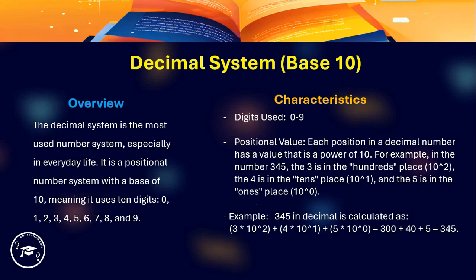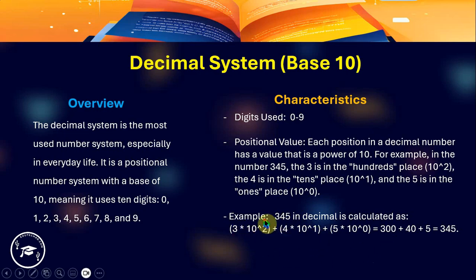So the position here has put the 5 in the ones, 4 in the tens, and 3 in the hundreds. That is why we pronounce this number 345. So 345 in decimal is calculated as 3 times 10 exponent 2 plus 4 times 10 exponent 1 plus 5 times 10 exponent 0. Remember, it starts from 0 all the way to 9. When we are arranging the positions, we start from the least one on the right, which is 0, then we go to 1, then we go to 2.